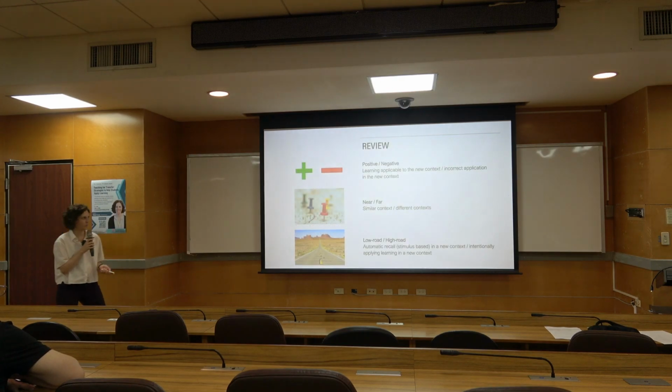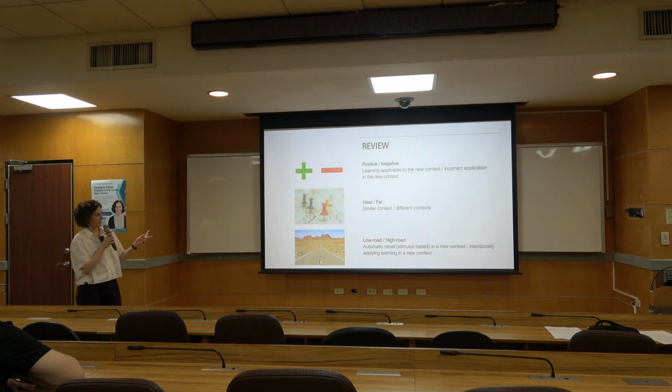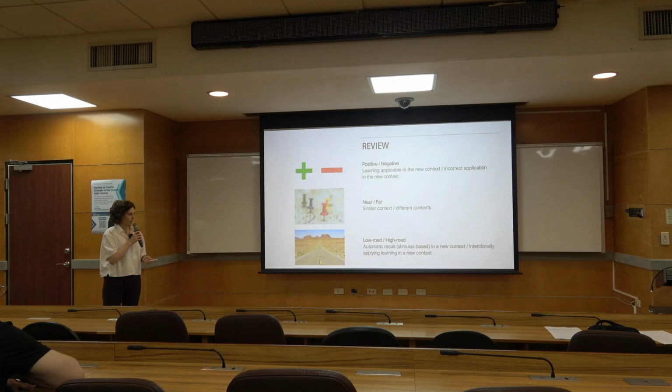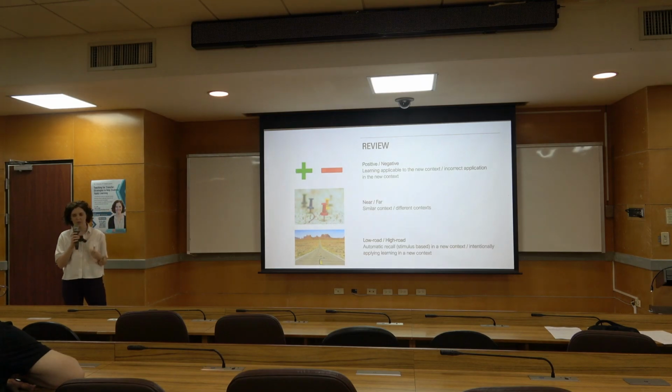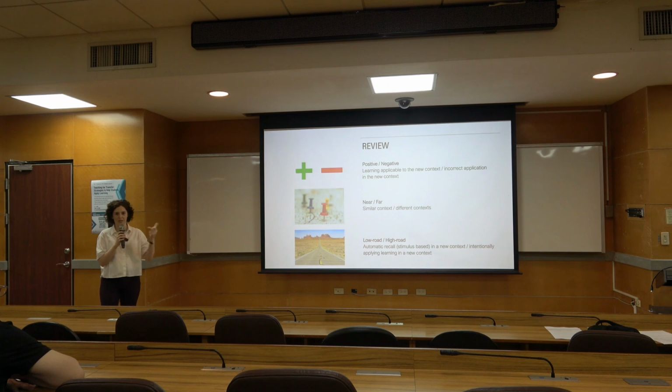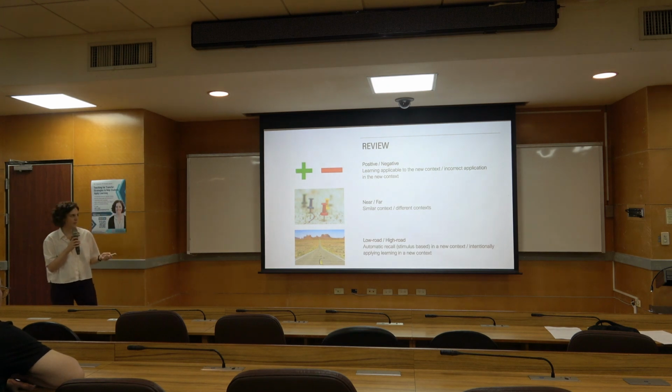Okay, so to review, we have positive and negative, and you can write these down. That's the application of learning to a new context, correctly or incorrectly. Near and far. Near is a similar context or task to another similar context or task. And far is seemingly different contexts or tasks. And then low road and high road is automatic recall, doing something without really needing to think about it, versus intentionally applying that learning to a new context. Questions about the different types of transfer?